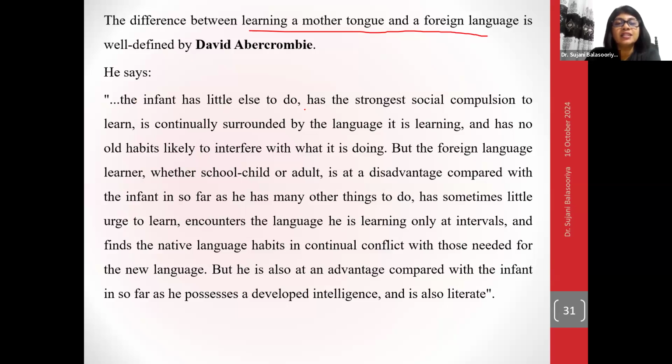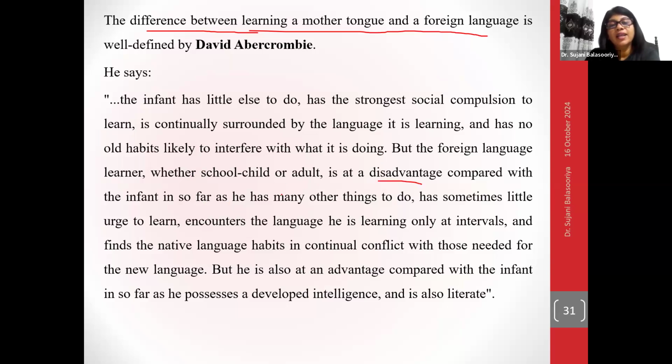The infant has little else to do. You know, the difference between learning a mother tongue and a foreign language, right? The infant has little else to do, has the strongest social compulsion to learn, is continually surrounded by the language it is learning, and has no old habits likely to interfere with what it is doing. No old habits.